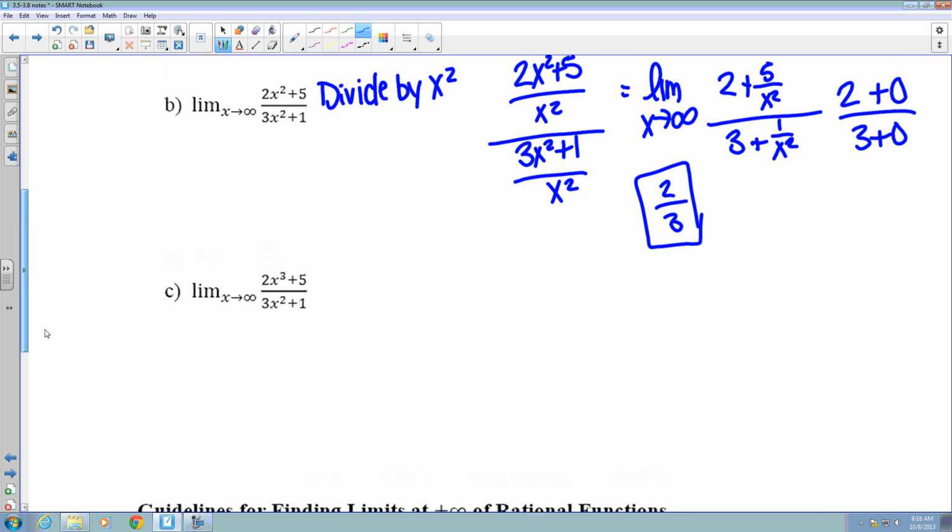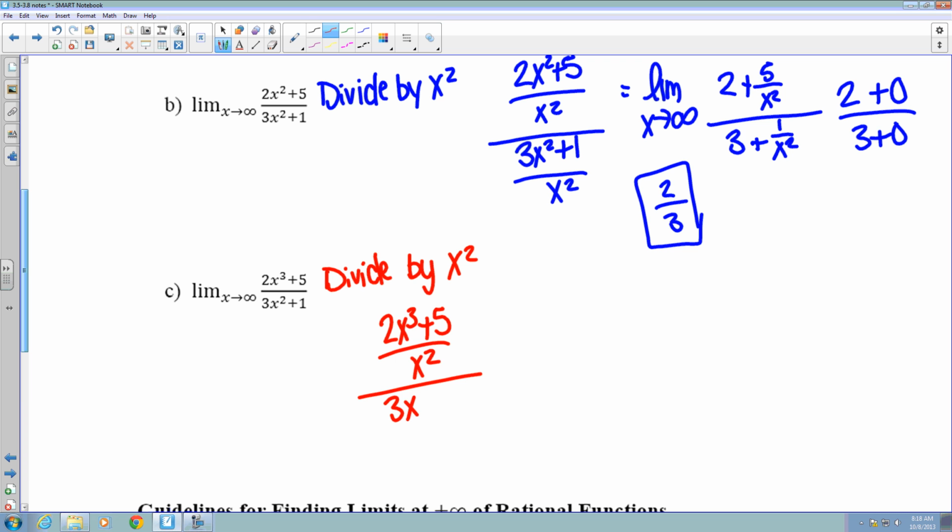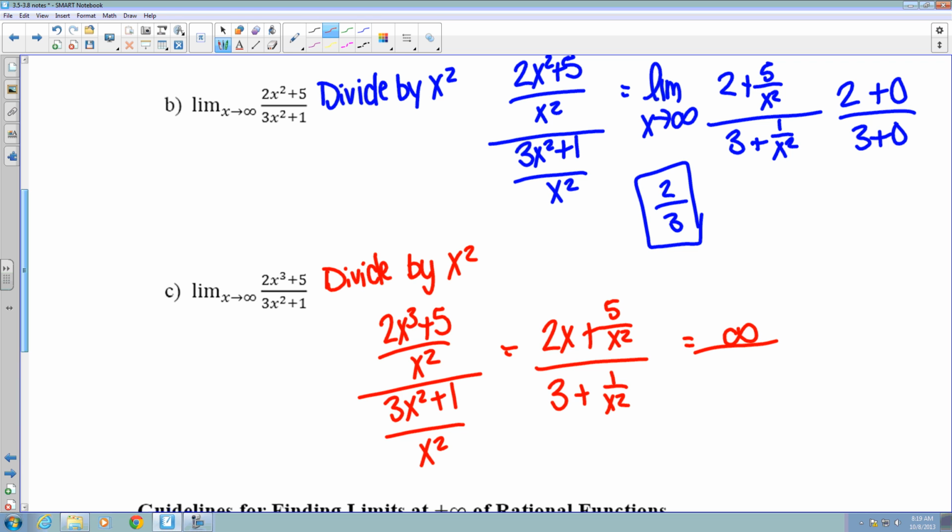And then the third one, the exponent on top has gotten bigger one more time. We're going to do the same thing, divide by x squared, because we can't have a 0 on the bottom, which is why we look at the exponent at the bottom. So we're going to have 2x cubed plus 5 over x squared, which gives 2x plus 5 over x squared, over 3 plus 1 over x squared. The limit as we approach infinity of 2x, that's a line, and it's going to continue up to infinity. So on top, we really conceptually have infinity, and on the bottom, we have 3. So that limit does not exist.